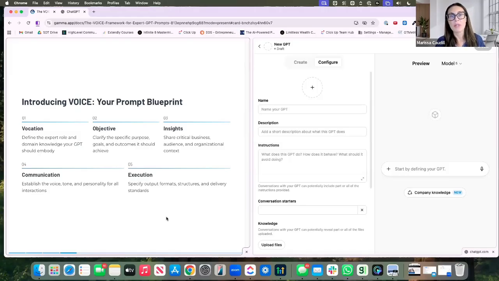Four is communication. This is where we establish the voice, the tone, the personality, the soft qualities of the outputs. And execution, this is where we specify the output formats, the structures, and the delivery standards. So if you are writing a newsletter, this is where we would tell it no more than 500 words, for example. If you're writing a blog post, it might be no more than 5,000 words, for example.